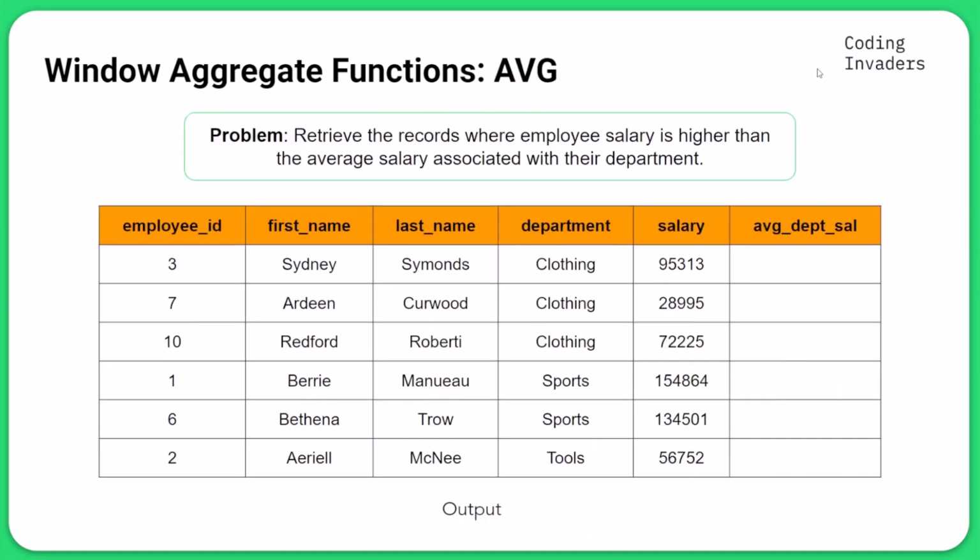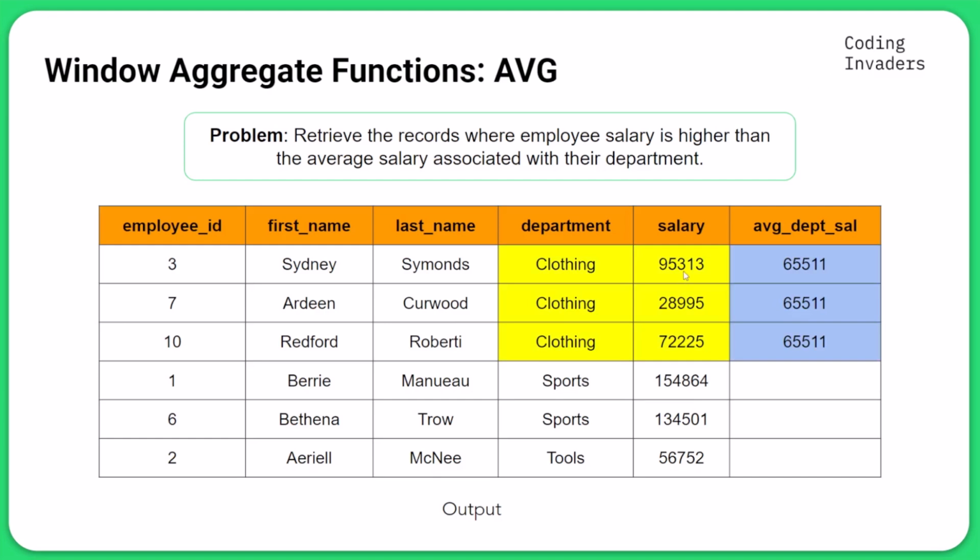Now let's try another problem, right? So let's say we want to retrieve the records where employee salary is higher than the average salary associated with their department, right? Once again, I have arranged the rows for you so that it is easy for you to get the department-wise breakdown of the records. Let's work together to get the solution. We will need to first get the average salary for each department, and then we'll see which employee has higher than it, right? So let's first find the average salary across departments.